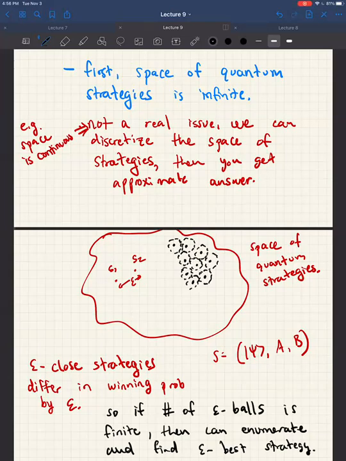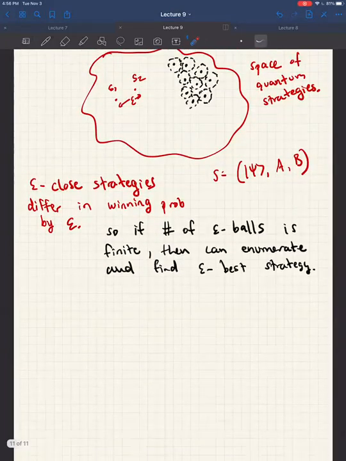So if you were to try a brute force approach, you would say, I'm going to start searching over the space of strategies with 2 qubits and see how well I do. Then you can certainly enumerate over all possible strategies there, and you will find an epsilon-approximate best 2-qubit strategy. But then you move on to 3 qubits and 4 qubits and so on, and you wouldn't know where to stop.